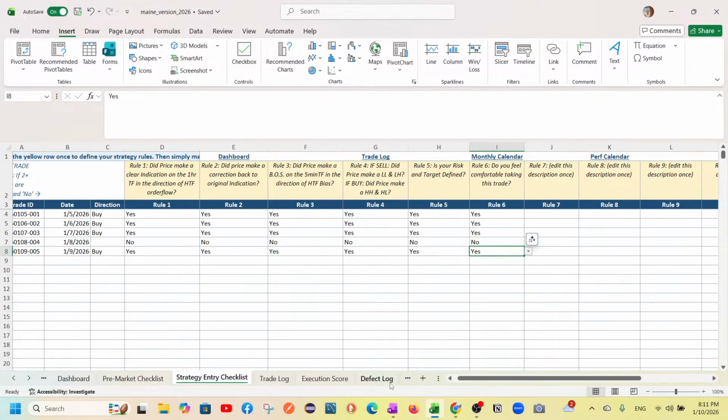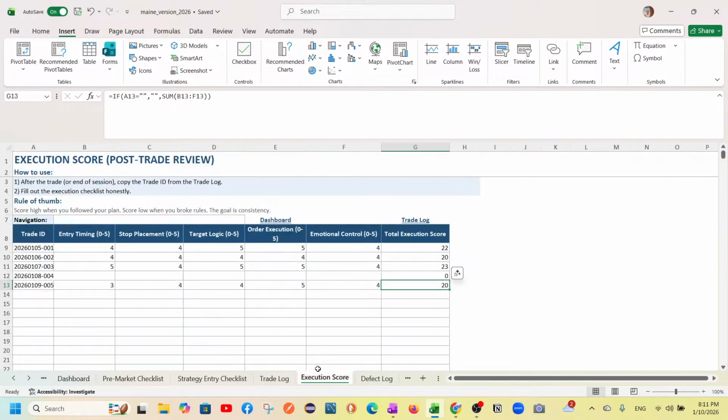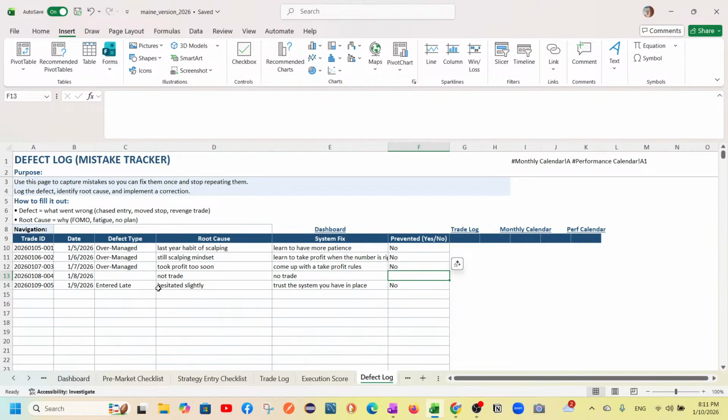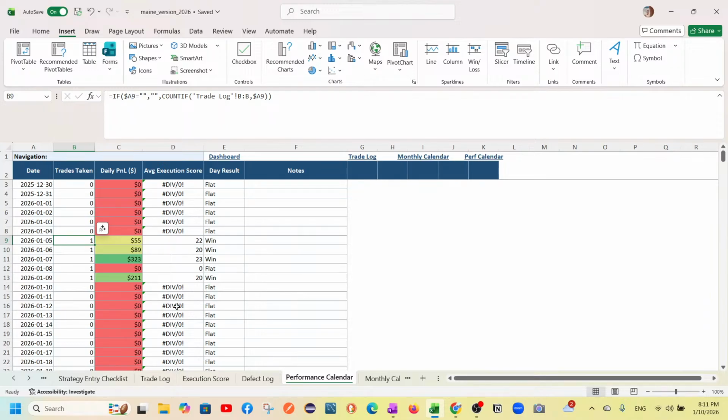Again, we go back to our trader journal. We log all our trades, our execution scores, entry timing, and so on and so forth. Then, if we do have losses, or during our winning trades, like the first two trades where I overmanaged and cut some of my profits because I wasn't comfortable holding the trade, right? This is accessible. Then you have your performance calendar here that's giving you your daily P&Ls and your average execution scores. No trade days are going to be flat. Winning days are going to be wins and losing days are going to be losses.